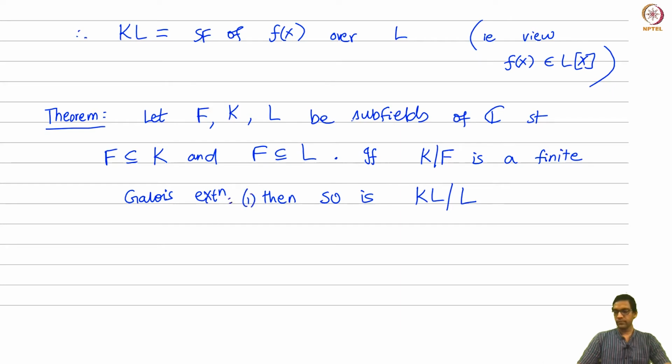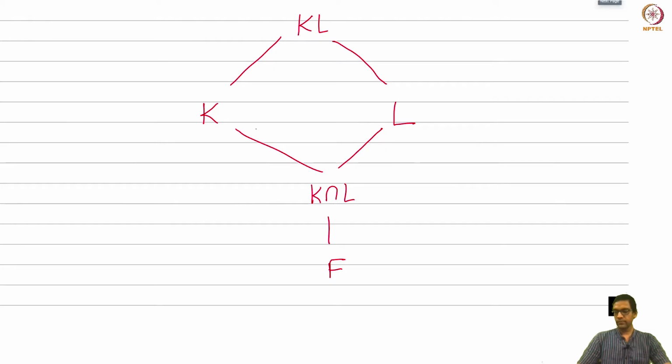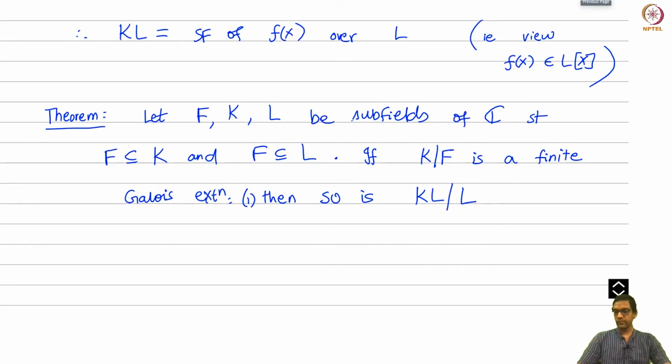It says, suppose K over F is a finite Galois extension. So K thought of as an extension of F is Galois, then KL over L is also Galois. I'll indicate anything that's Galois by putting it in green. So here's the Galois extension: you are given that K over F is Galois. That's the first part of the theorem. If K over F is finite Galois, then KL over L is finite Galois. Further, you can also say something about the Galois group itself.